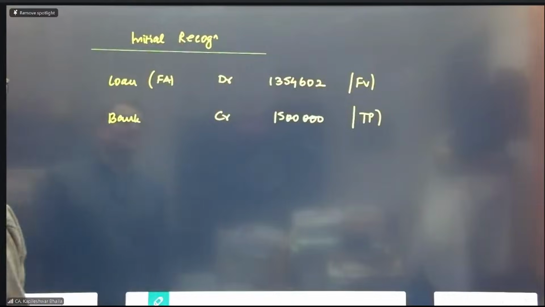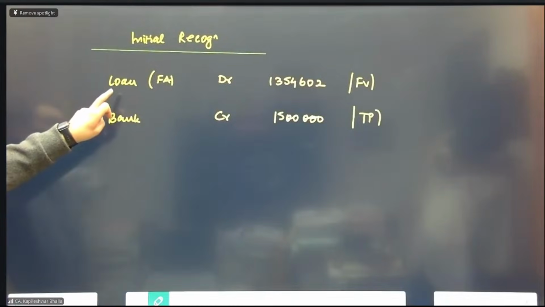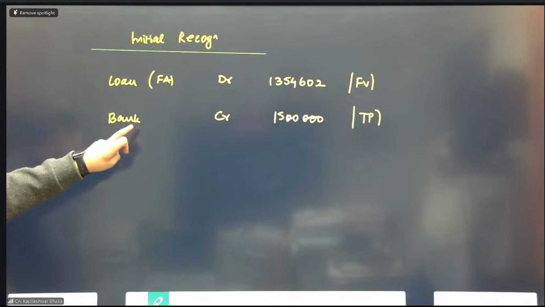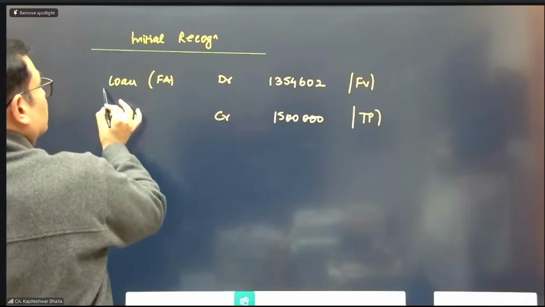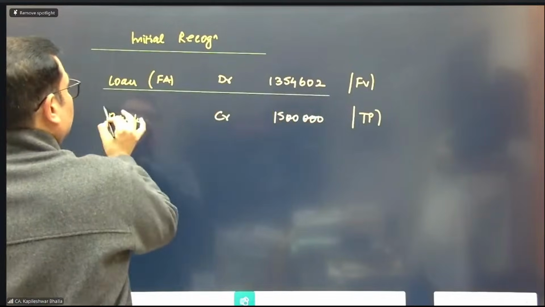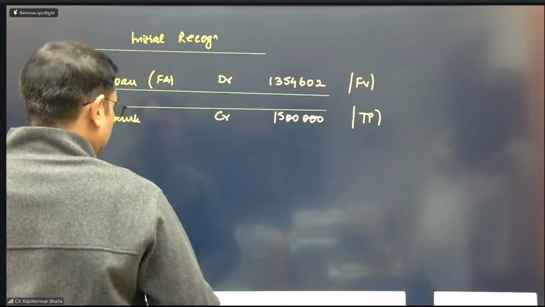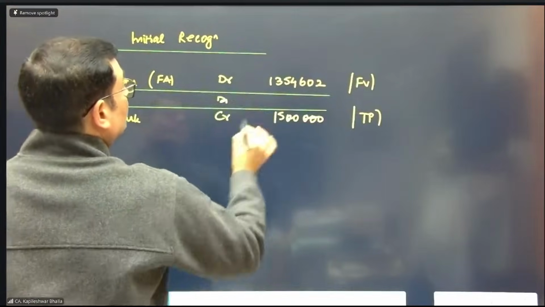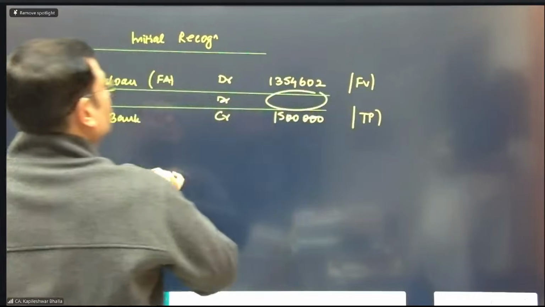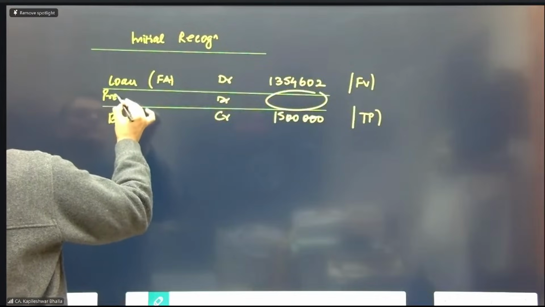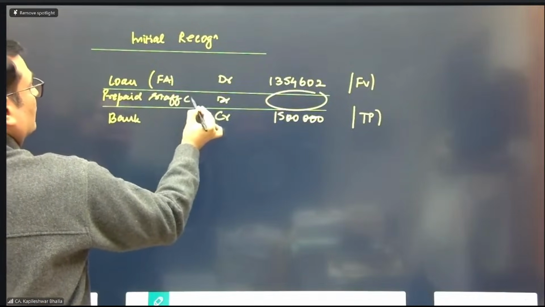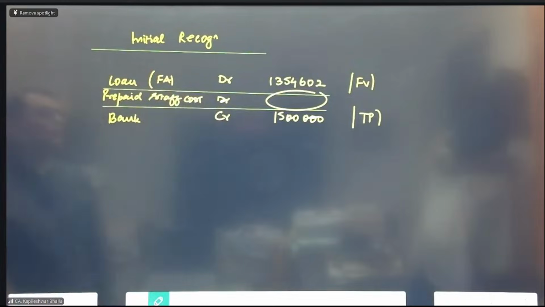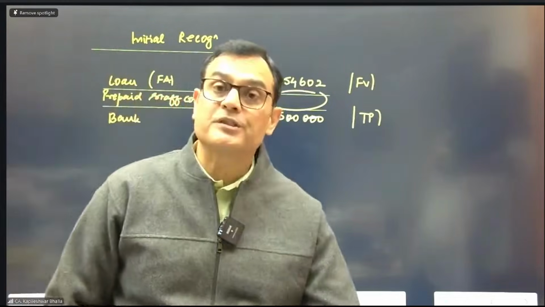So now you can clearly notice that the loan is getting captured at the fair value, and the bank is getting captured at the transaction price. So we're going to get a balancing figure in this entry. And the balancing figure is going to be called a prepaid staff cost, which we need to amortize over the next 5 years, straight line.